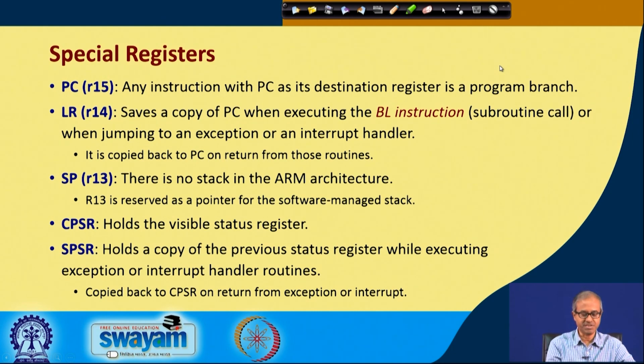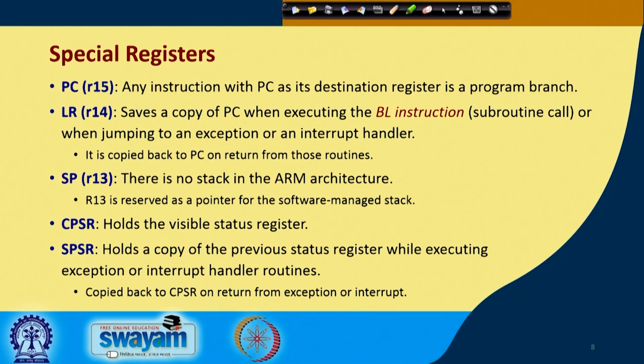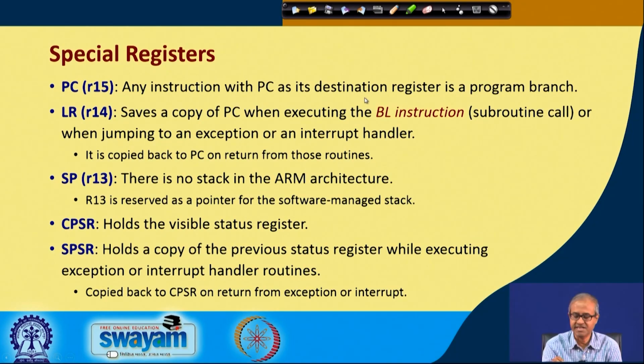Now, talking about the special registers, just a relook again. This R15 is the program counter. As you know, the program counter always holds the address of the next instruction in memory to be executed, right. So, if the destination register is the program counter, it means you are jumping there. Okay.